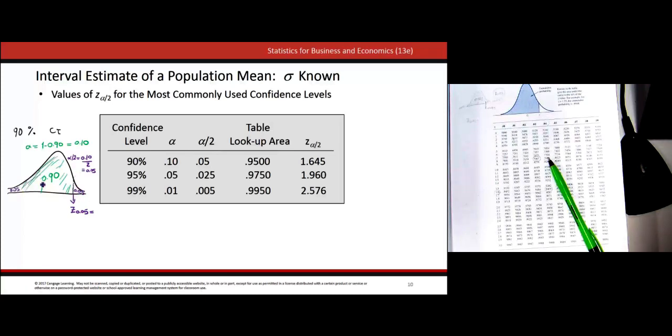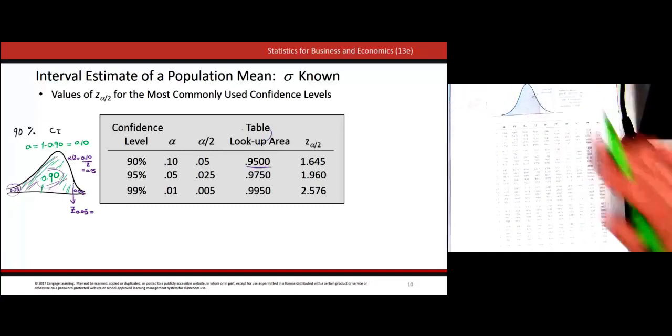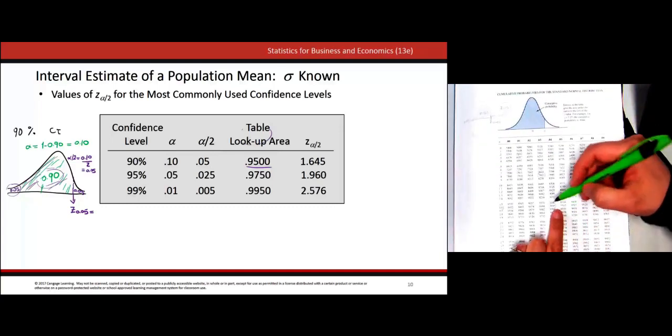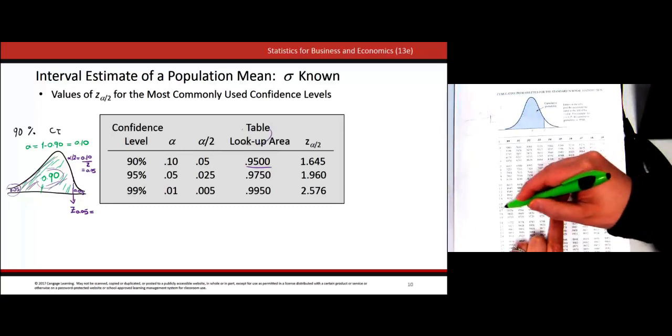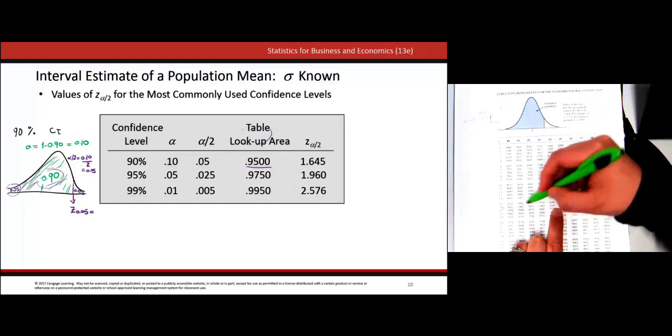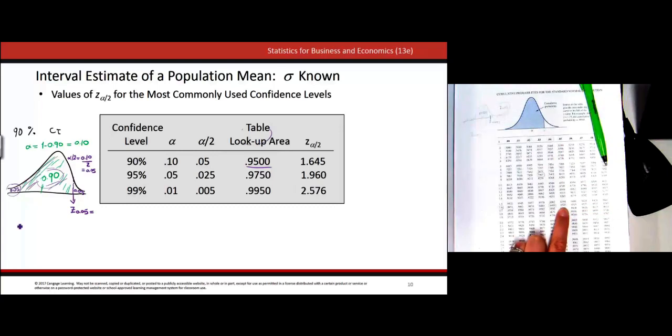Now what is the total area to the left of this 0.05? 0.9 plus 0.05, 0.95 total area. So that's why it says table lookup value 0.95. So now where is that 0.95? We don't have exactly 0.95, but it is in between these two values, 1.64 and 1.65.